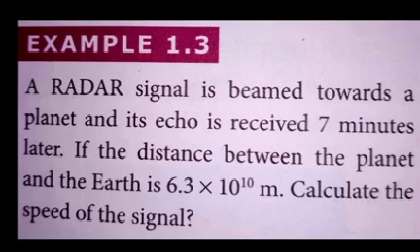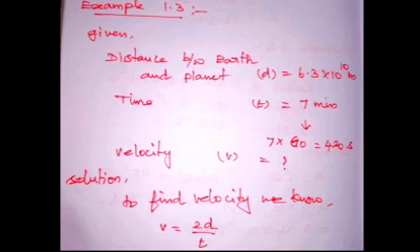Okay, we know the formula to calculate the speed. Now we solve the problem. Now write the given data. The distance between the earth and the planet, d equal to 6.3 into 10 power 10 meter. Then time t equal to 7 minutes. Students, we have to convert the minute into second, because in SI unit we use only second for the time. So 1 minute equal to 60 second. Therefore 7 minute equal to 7 into 60, nearly 420 seconds.